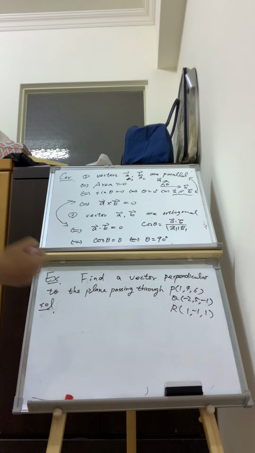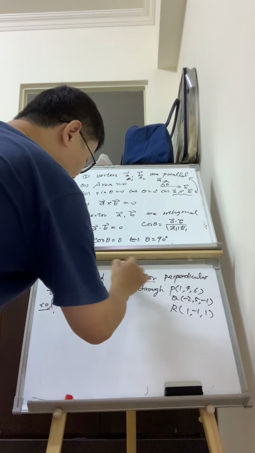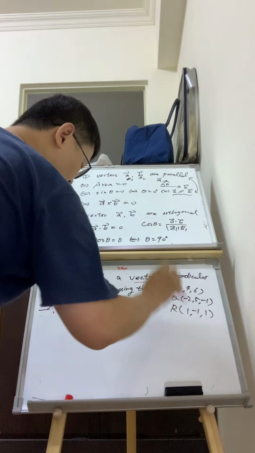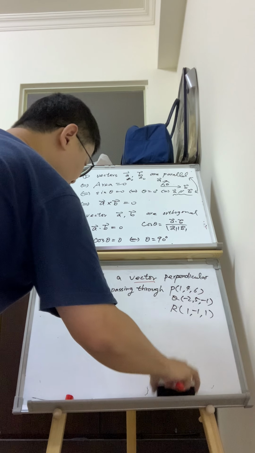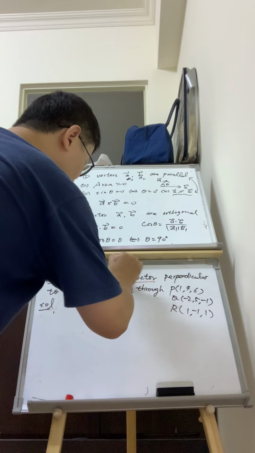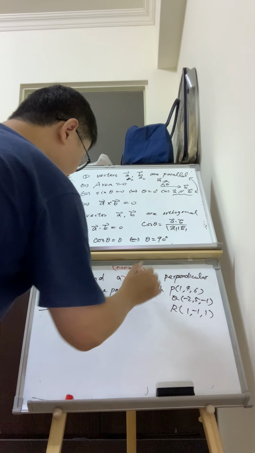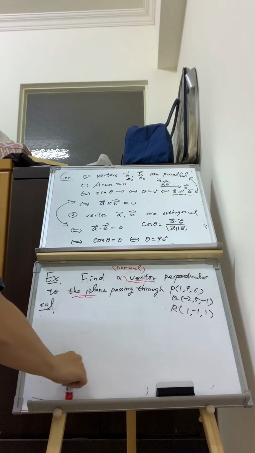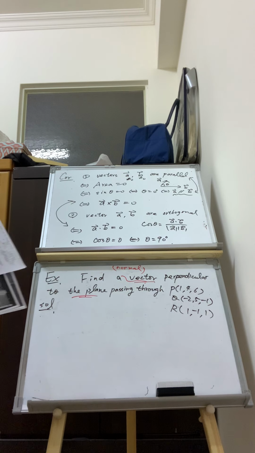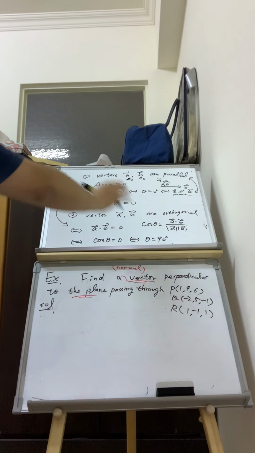Actually, for this vector, later we will define it. It also means that it's a normal vector of the plane. It's called a normal vector of the plane. Okay, so we will use this one.